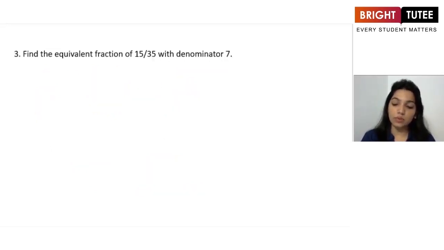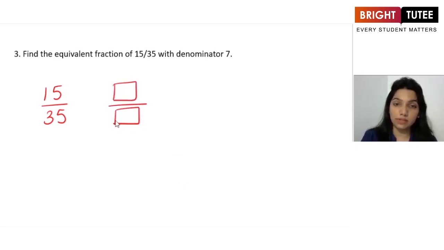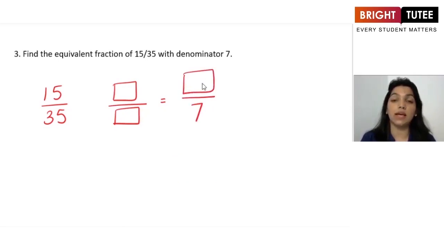Now let's find the equivalent fraction of 15 over 35 with denominator 7. Let us write it again in the same way. 15 over 35, and here we need to put some numbers in the boxes so that we get the denominator as 7, and we don't know what comes here as the numerator. Now, do you see the number after the equals sign, is it getting bigger or is it getting smaller? From 35, it is getting smaller to 7. What does this mean? If we multiply a number, it becomes bigger. If we divide a number, it becomes smaller.